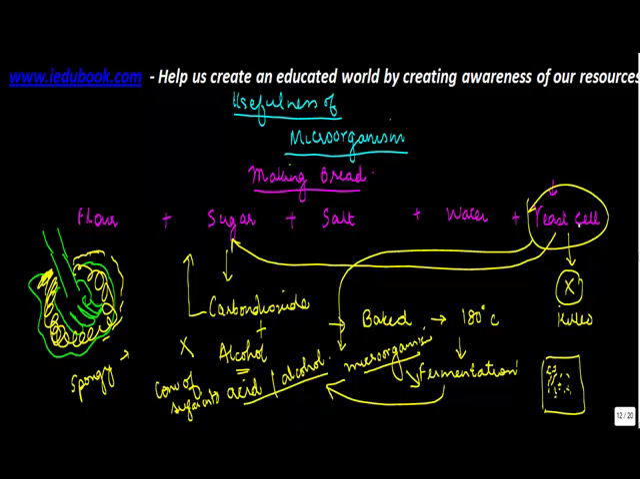Why does that happen? Because the yeast, when it starts reacting with sugar, expands it. So whatever, let's say this much material was there, it will keep on increasing. Once it reaches 180 degrees, it will stop. Why stop? Because these yeasts are killed. So there is no more reaction on sugar. It will stop and the bread is done.